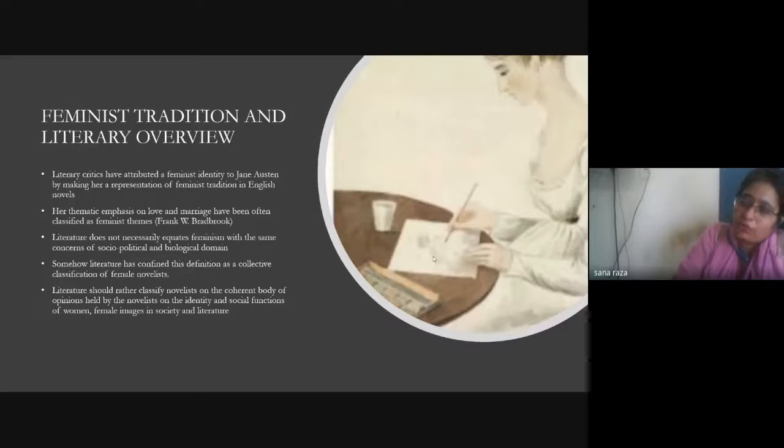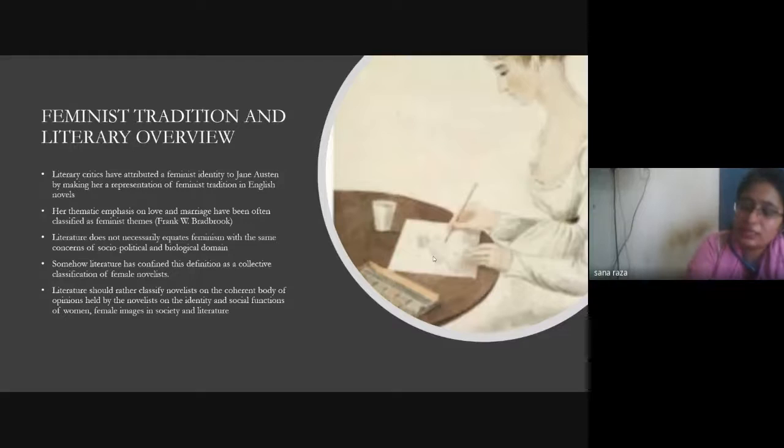But in literature, to see how marriage is presented, again, we have several shades in her novels. Somehow literature has confined this definition as a collective classification of female novelists. Like I told you before, just because a female writer writes something, that cannot necessarily be a feminist work. Literature should rather classify novelists on the coherent body of opinions held by the novelist on the identity and social functions of women, and female images in society and literature.